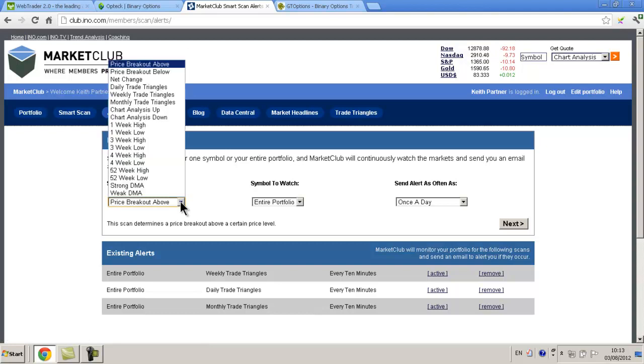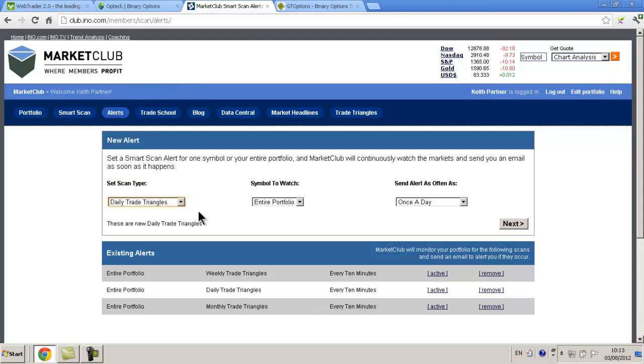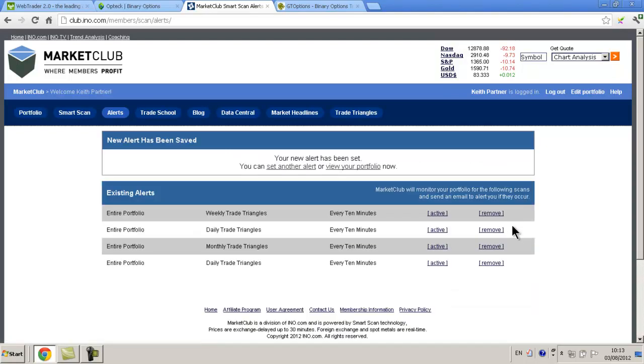our email. Over here we're going to click the daily triangles for our entire portfolio, and every 10 minutes it's actually going to scan it. It's not going to send you an email every 10 minutes, but it'll scan your portfolio, and if there is a change, it'll send you an email. And of course, if you've got your email connected to your cell phone, there you go, you get your message straight away. So you don't have to sit here and pore over charts.